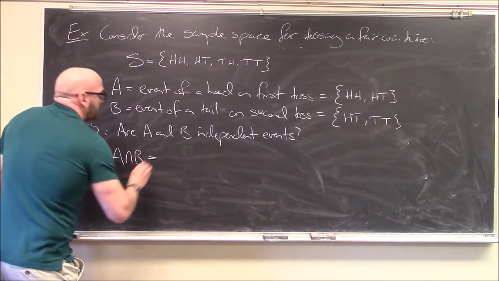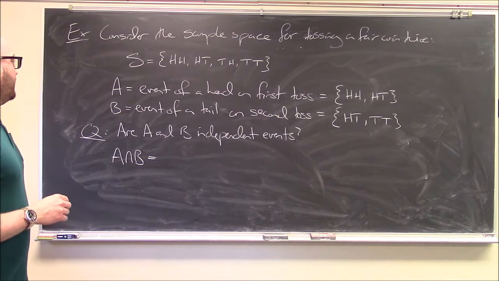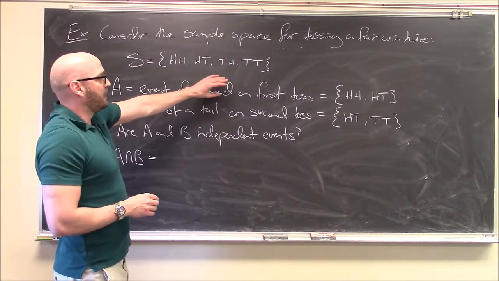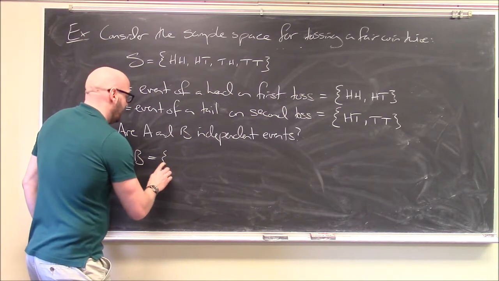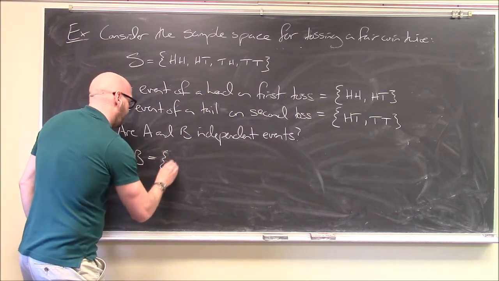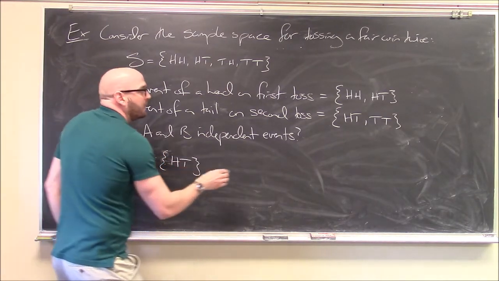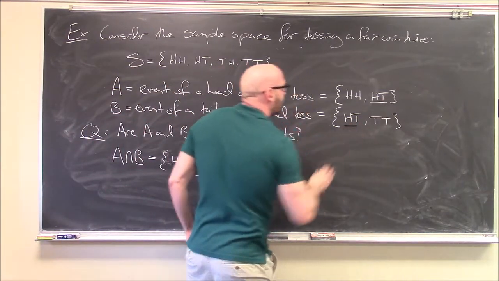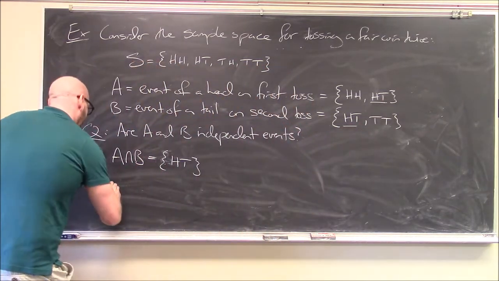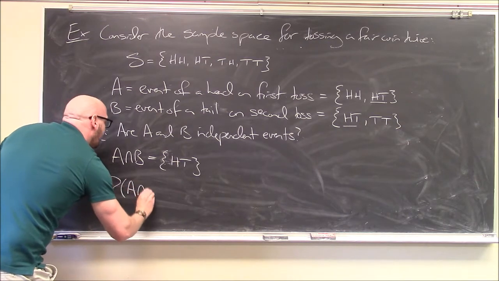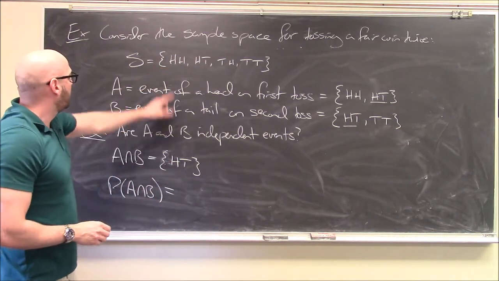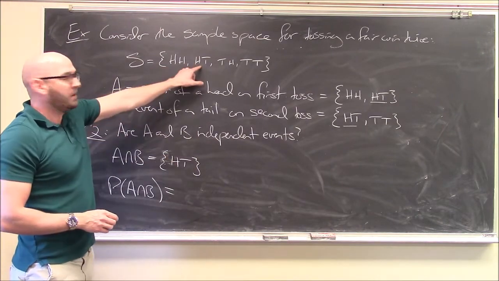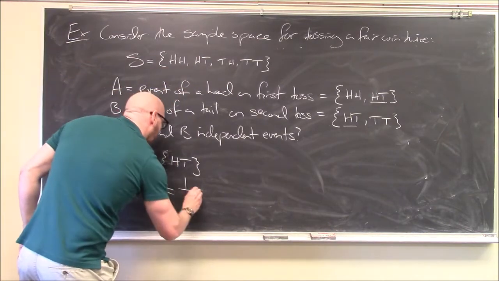So A intersect B, this would be the event of a head on the first toss and a tail on the second toss, which would just be HT. It's the event common to both of them. And the probability of A intersect B is 1/4, right? One element over 4 elements. So this is just 1/4.